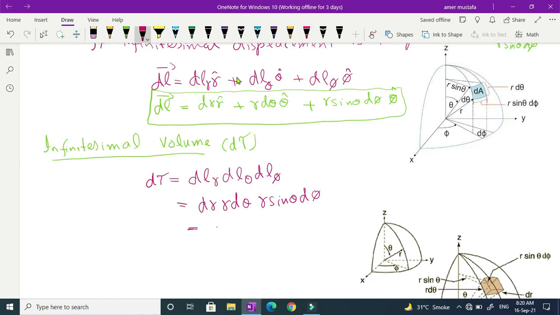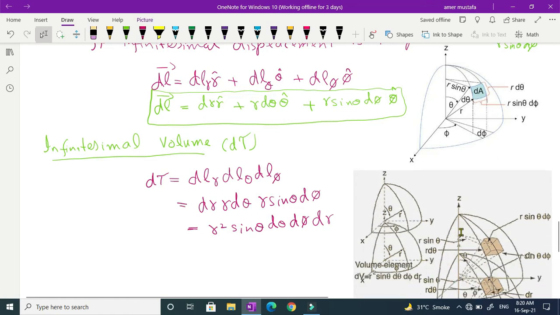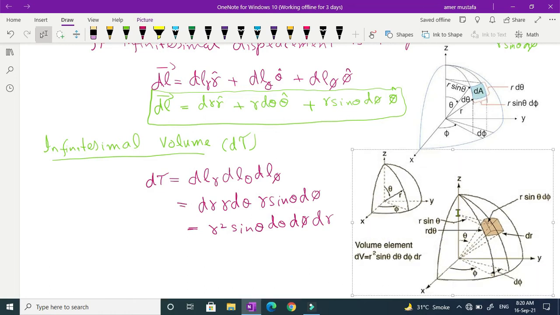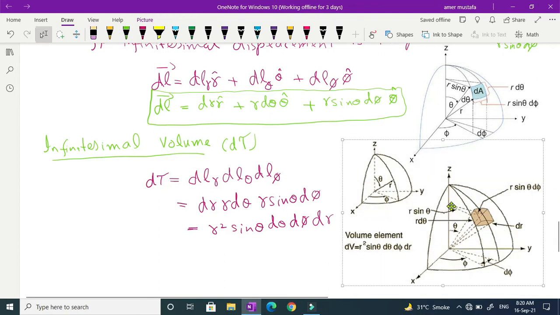equal to r square sin theta d theta d phi dr. Here you can see in this figure, this is the infinitesimal volume which is represented here.